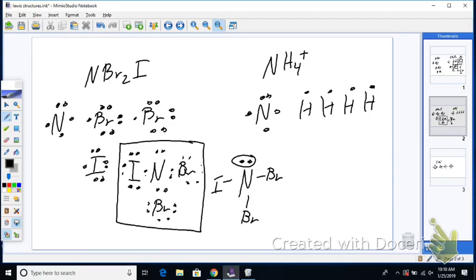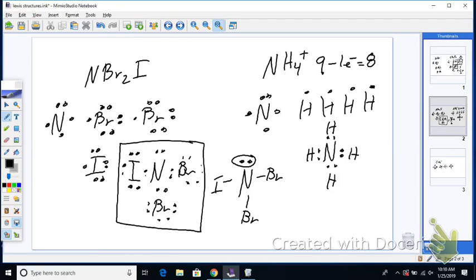Now, this NH4, when we count them up, beforehand we have an odd number. We have 9. The plus means you take one of those 9 away. So you have 8. So the final structure should look like this. Okay.